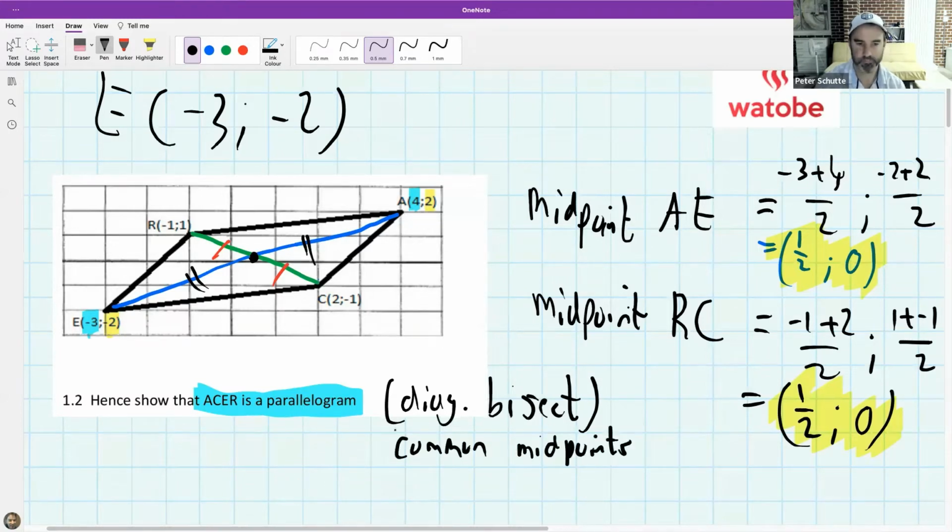midpoints. The diagonals bisect because there's common midpoints. Okay, so that is the quickest way to show something as a parallelogram. Now, I think we need to practice that one more time before we have our break. But the good news is, you could have done it the other way. It's just that the midpoint formula is the simplest formula, and so I encourage students to use it where you can.